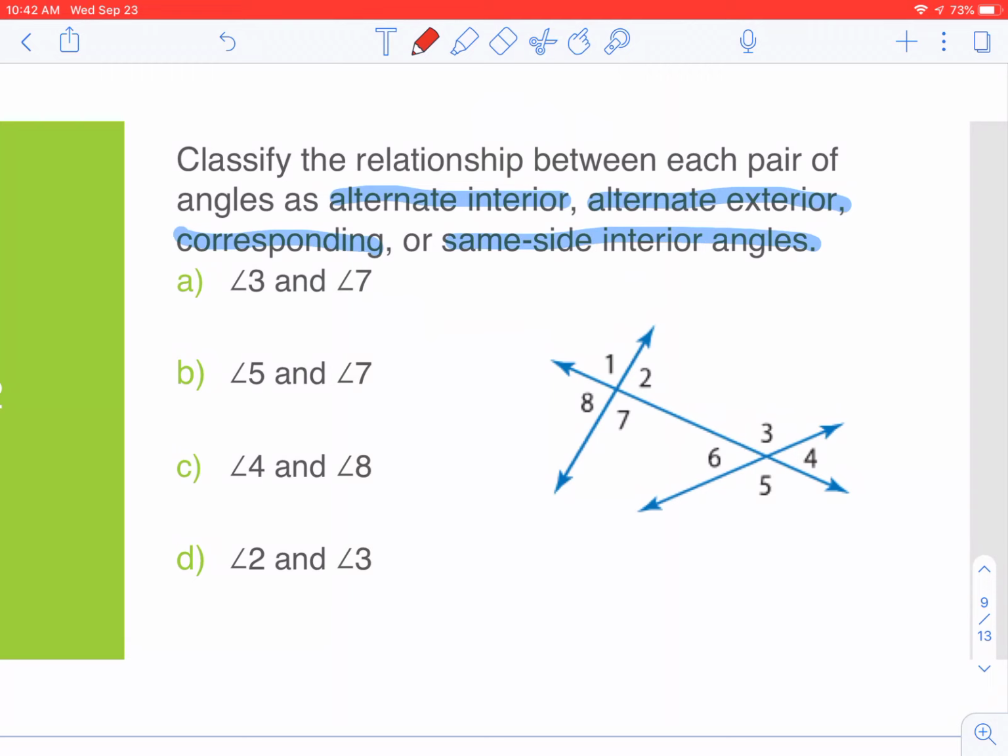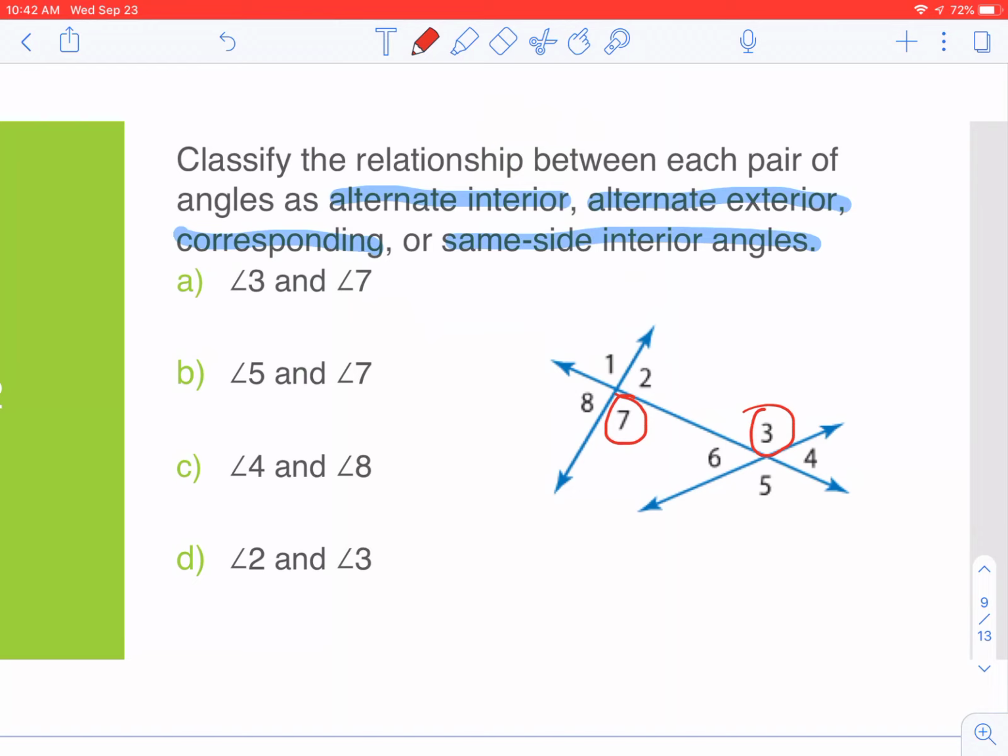All right, so 3 and 7. This is how I would recommend doing these. I would draw this picture, and then, and your lines don't have to be the same as these lines, I would circle my two numbers. Now, which one is it?